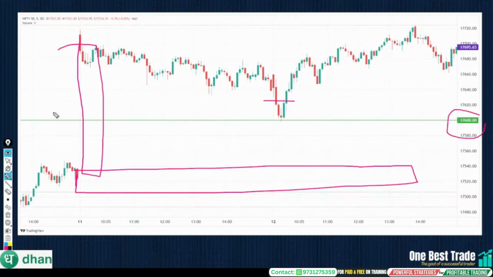When you are not able to find any support on the left side, any demand zone on the left side, you need to look at the right side. On the right side, there is a round number plus highest OI of put option. Highest put option becomes support, highest call writing becomes resistance.